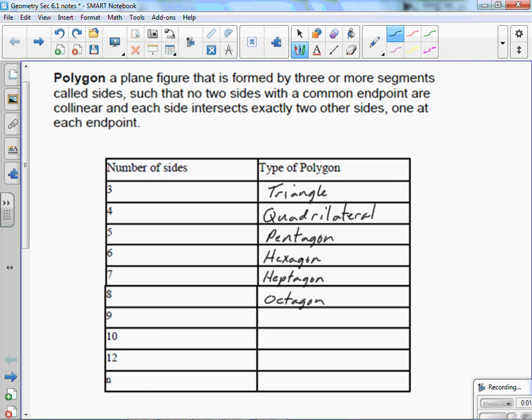Always gets slower to answer at this point. Nonagon. 10. Decagon. 12. Anybody know 12? It is a dodecagon.